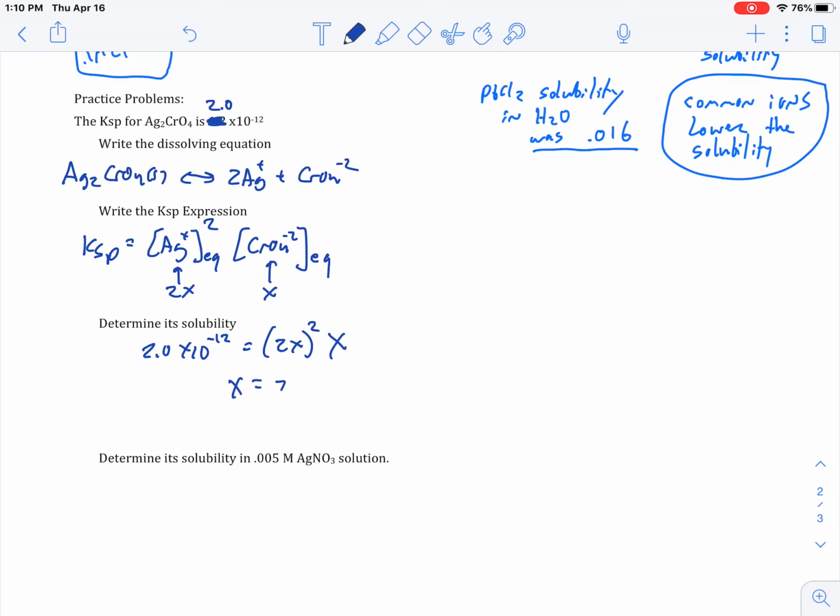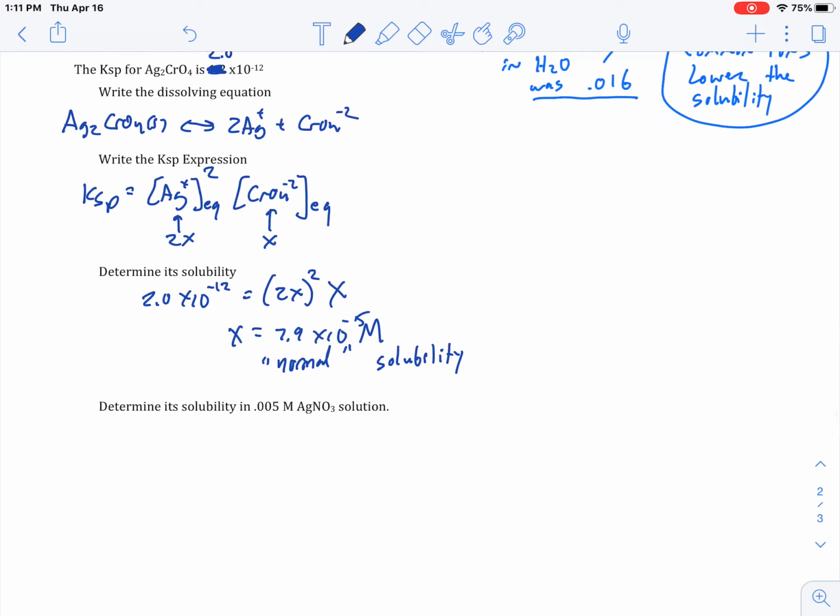X is 7.9 times 10 to the minus 5th. So this is what would be considered as normal solubility. Now that's molarity, of course. Okay, so the normal solubility, the molarity, is 7.9 times 10 to the negative 5th. So now let's do this when there's a common ion present.